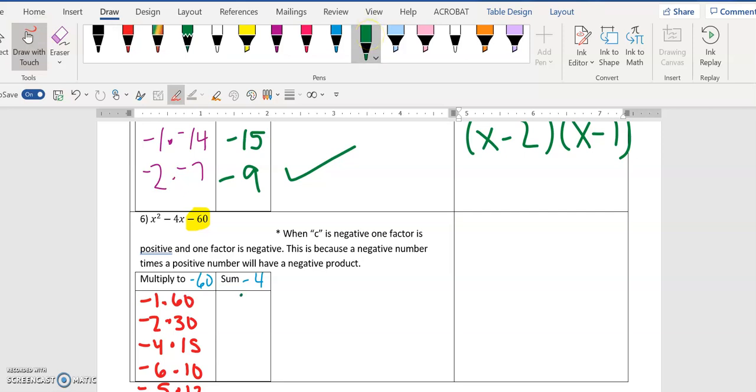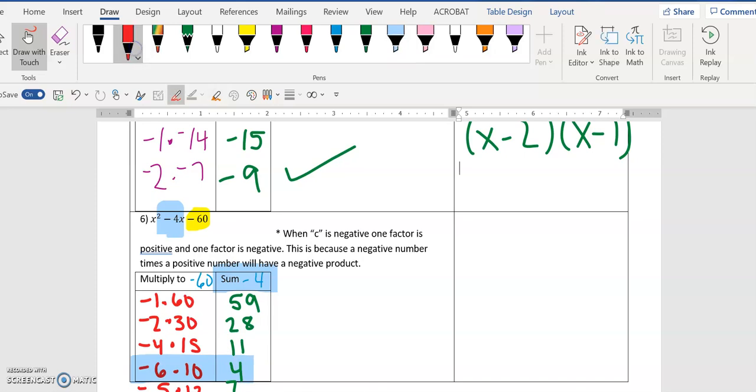Well, -1 plus 60 would give us a sum of 59. -2 plus 30 will give us a sum of 28. -4 plus 15 gives us a sum of 11. -6 plus 10 gives us a sum of 4. And -5 plus 12 gives us a sum of 7. So none of these gave us the sum of -4, which we need because the b value here is negative. So I'm going to focus on the numbers that gave me a positive 4.